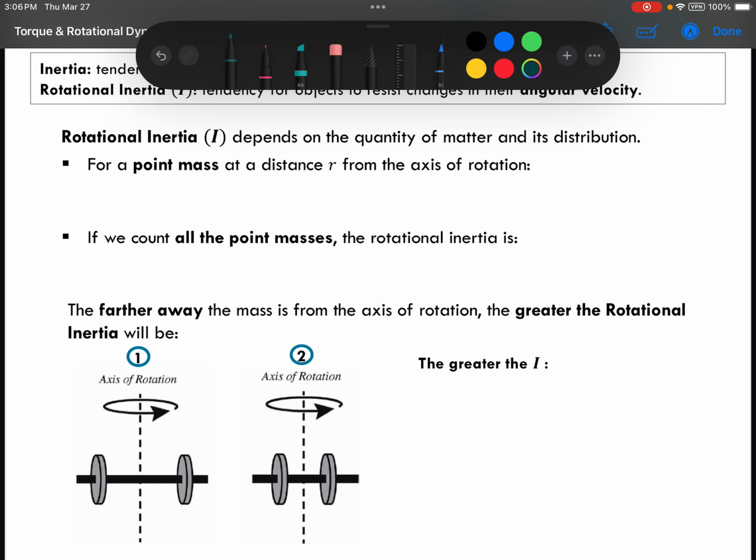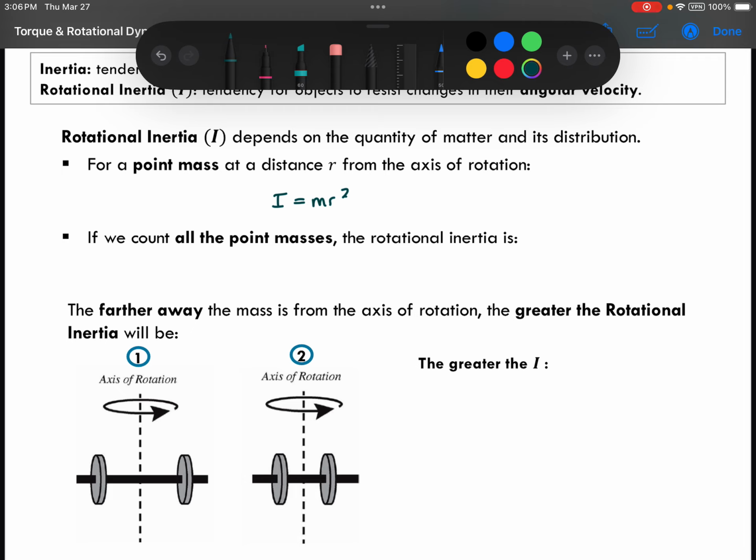Rotational inertia depends on the quantity of matter, or the mass, and the mass distribution. So if we're looking at a single point mass, a distance r from the axis of rotation, the rotational inertia, our moment of inertia, is going to be defined as I equals mr squared. So the value of that mass times the distance from the axis squared.